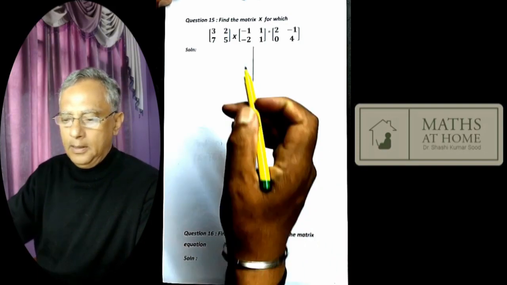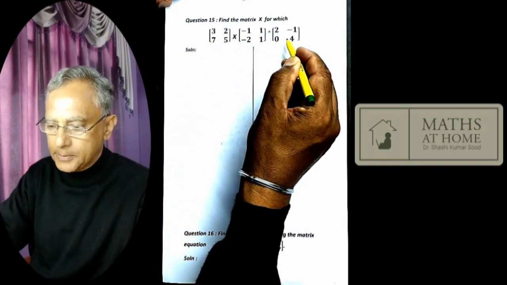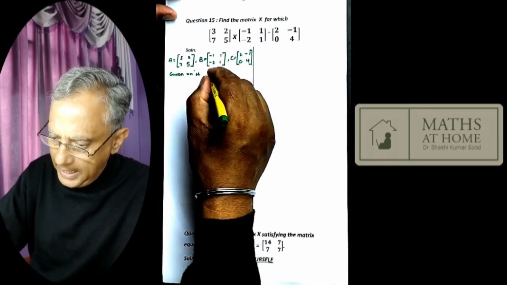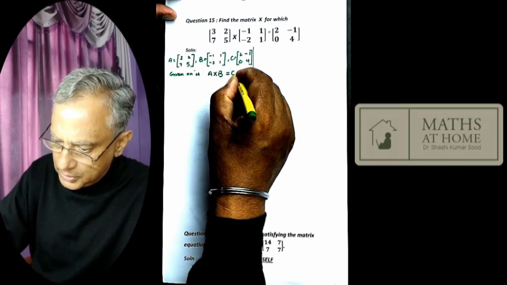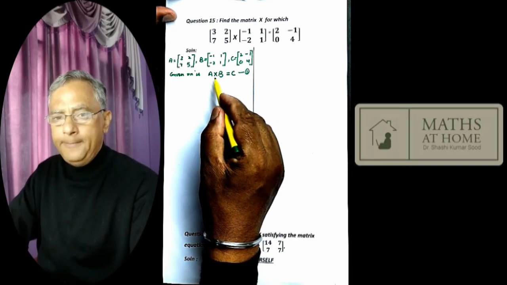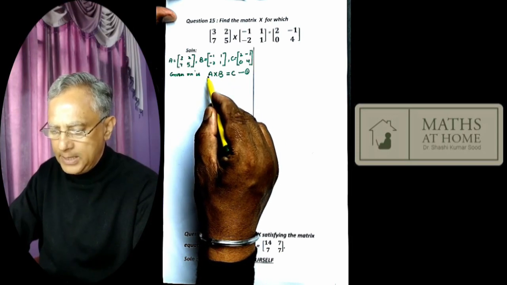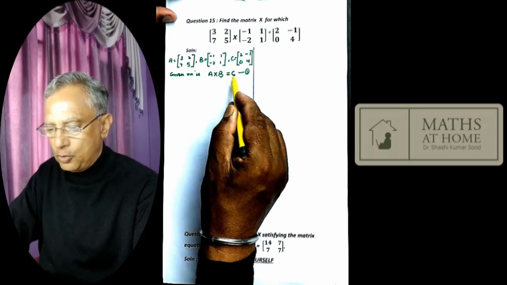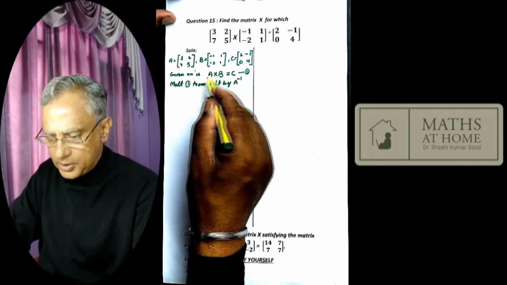Now I take up this question. Let this matrix be denoted by A, this by B, and this by C. Then this equation can be written as A X B is equal to C. Now we have to find X. So what we do is we multiply this equation from the left by A inverse and right by B inverse, so that A inverse into A will become identity and B into B inverse will become identity, and we will get X. First we multiply this equation from left by A inverse.